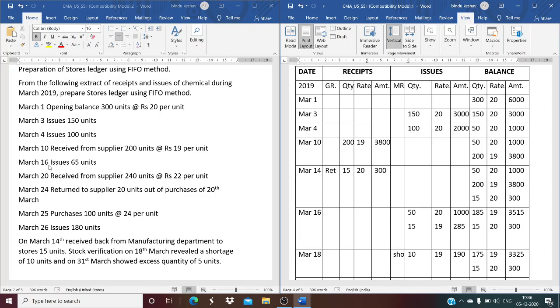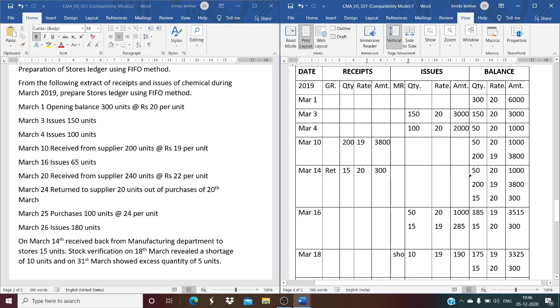And next March 14th you can see received back from manufacturing department to stores 15 units. Earlier we have issued materials to the manufacturing department and now the manufacturing department returns it to the stores. So for the stores department it is the receipt of materials. So March 14th here we have return and the quantity is 15 and it is usually valued at the latest issue price, that is 20 rupees. So 15 units at rupees 20, that is 300.